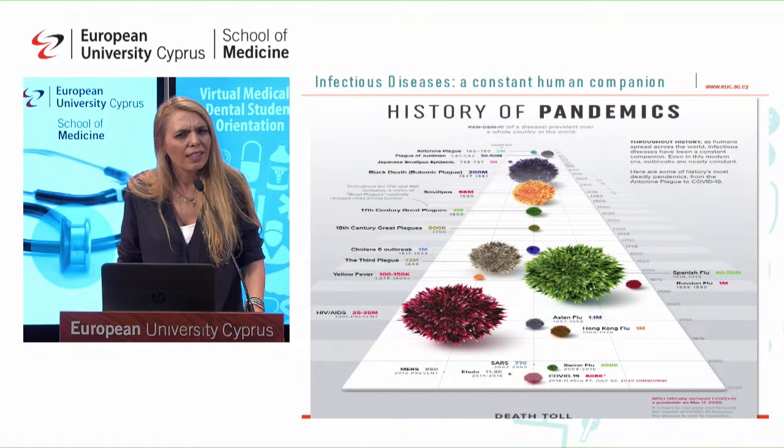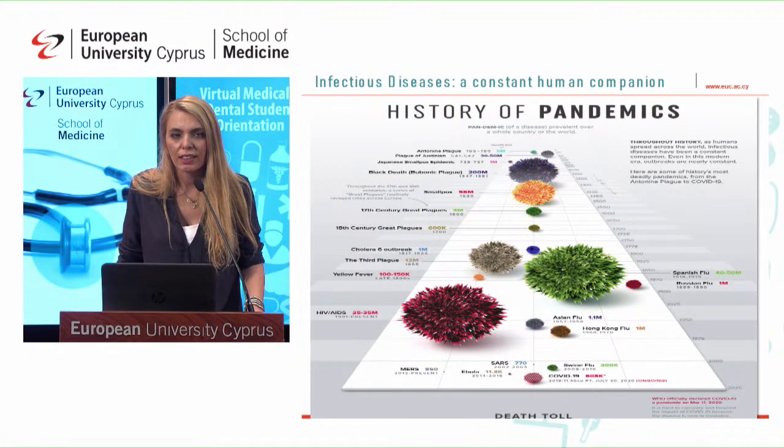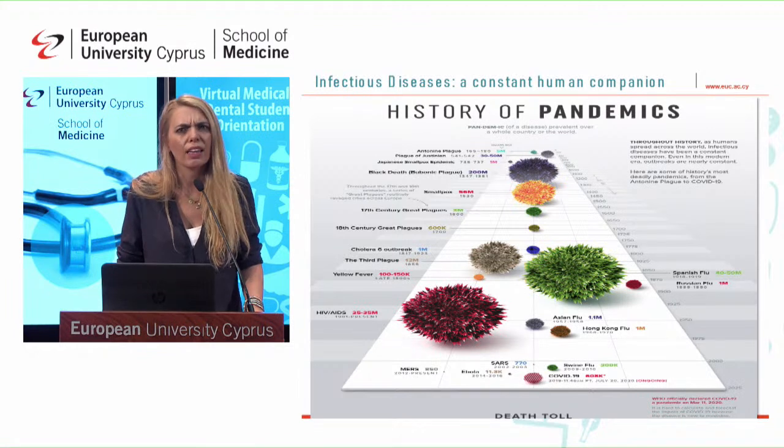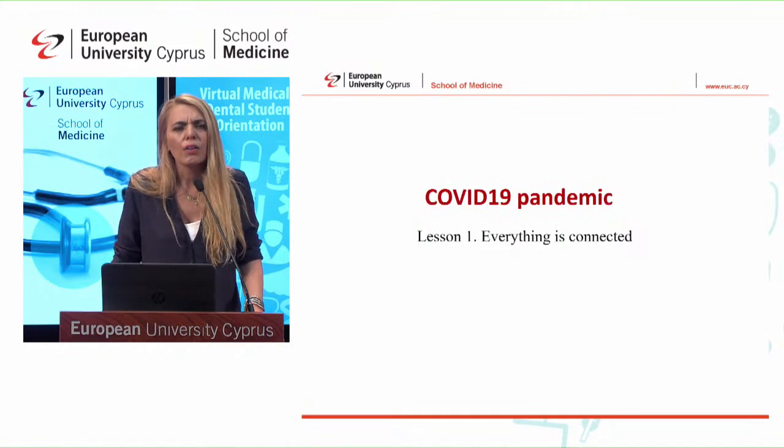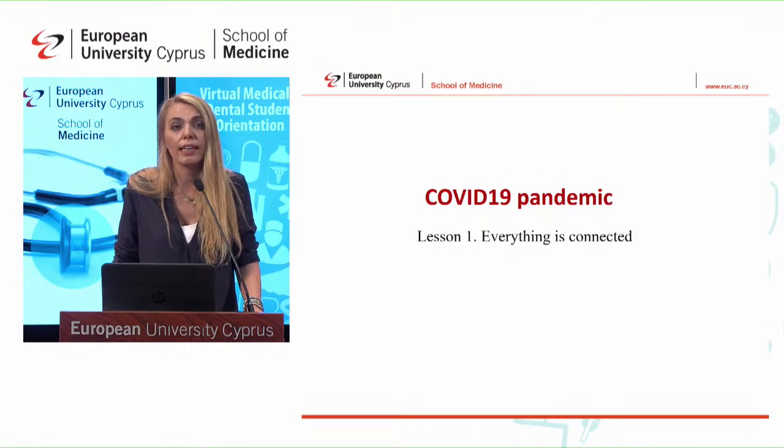I start again with the same slide about pandemics and the history of pandemics. And please don't forget that outbreaks are a constant companion of humanity. But why? What are the lessons learned from COVID-19 that could actually help us to play an efficient role as future physicians in the future?